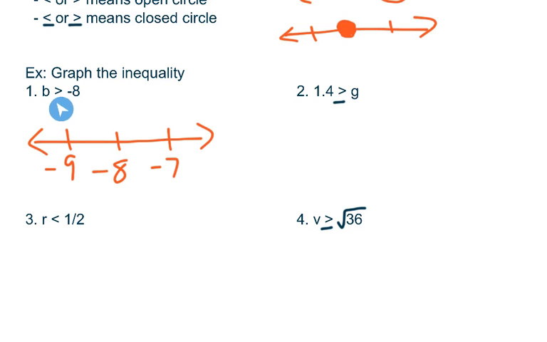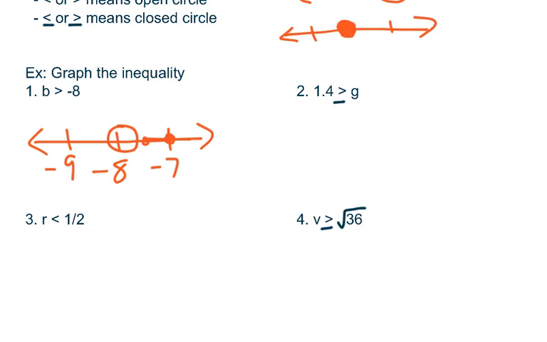This is going to be an open circle because I do not have the "or equal to" part. It's strictly greater than. So I'm going to have an open circle at negative 8. Basically, this sentence is saying all numbers bigger than negative 8. And on a number line, bigger numbers are always to the right. So if I wanted to make a mark at negative 7, that would be acceptable. If I wanted negative 7.5, that's acceptable.